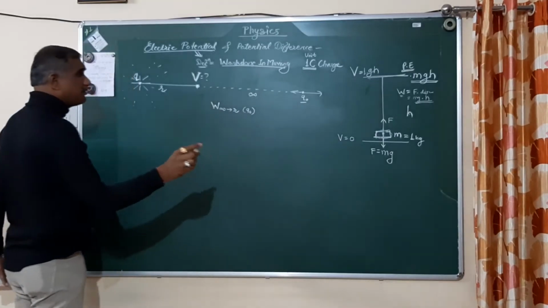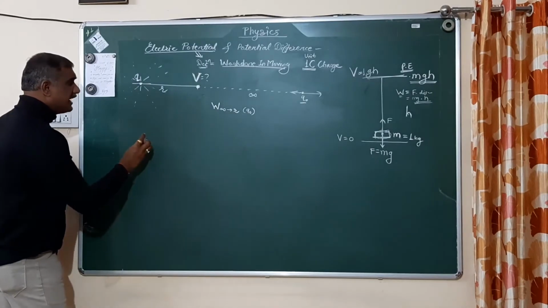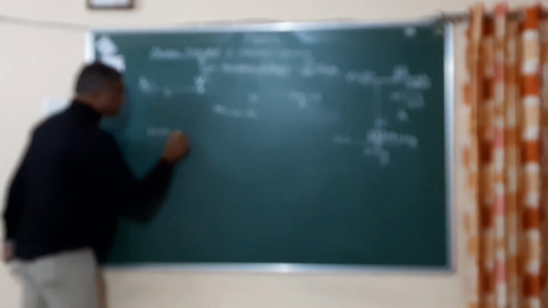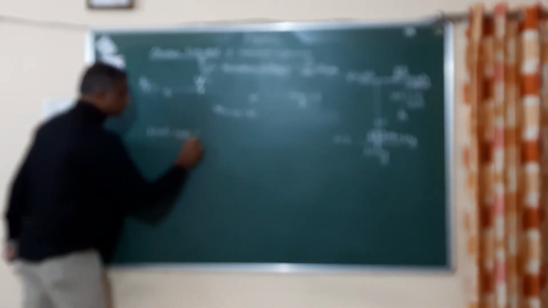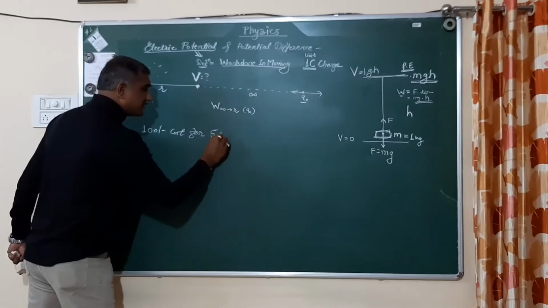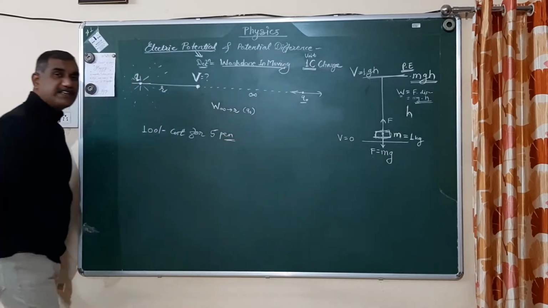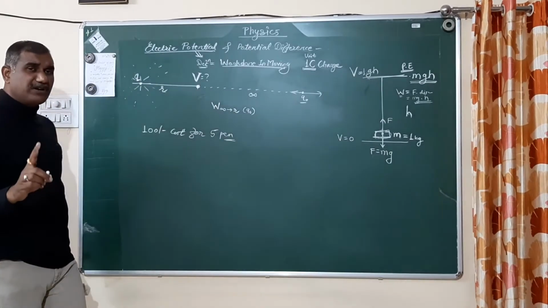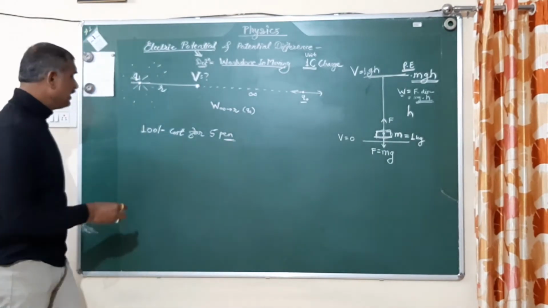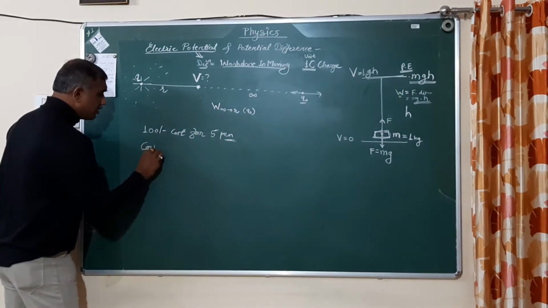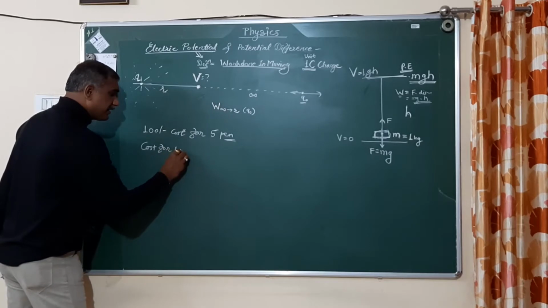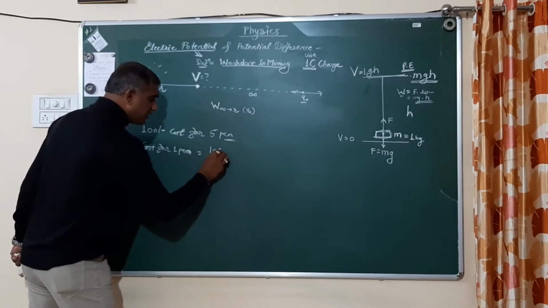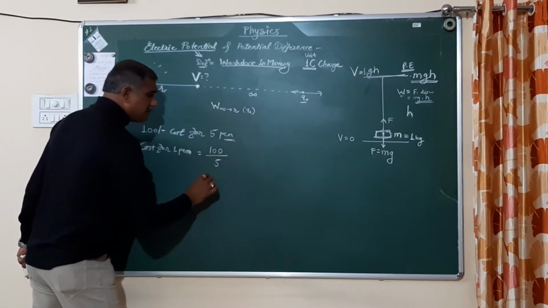Then you have to remember one thing, you should understand these things. Suppose 100 rupees is the cost for 5 pens. I am giving you an example. 100 rupees is the cost for 5 pens. Then can you calculate the cost for 1 pen? It is very simple. You know very well. Therefore, cost for 1 pen is equal to cost for 5 pens divided by number of pens.